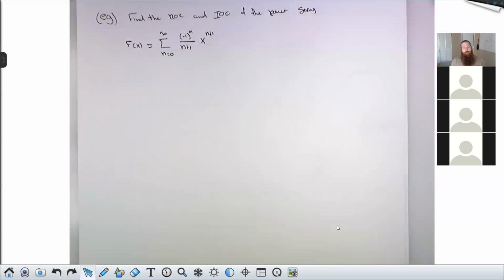This is not a geometric series because it's not just a bunch of stuff raised to the nth power. This n plus 1 down here messes up the geometricness. So instead of using what we know about geometric series, we have to use something else. And the something else is the ratio test. Pretty much always when working with power series, if the thing isn't geometric, you're going to use the ratio test.